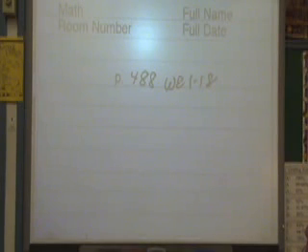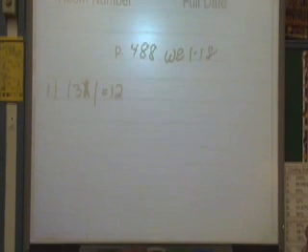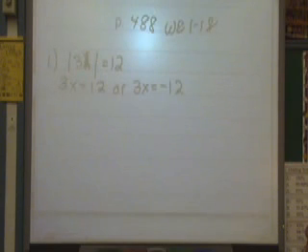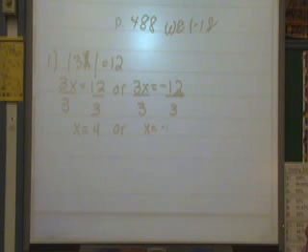Okay, copy the problem down. The absolute value of 3x is equal to 12. Okay, give you the compound sentence. 3x equals 12, or 3x equals negative 12. Solve for x. Divide by 3. x equals 4. Or divide by 3 and x equals negative 4. And then graph it.